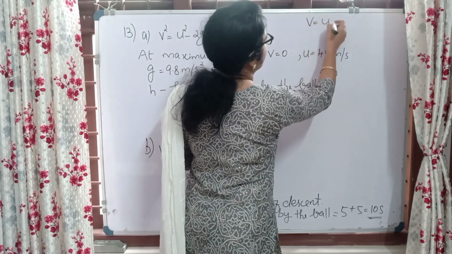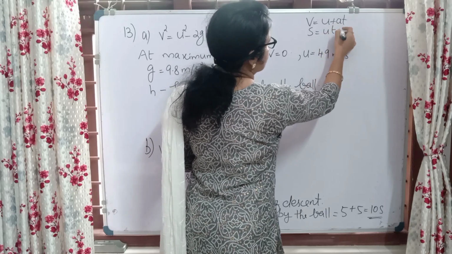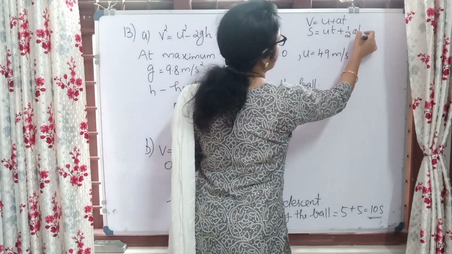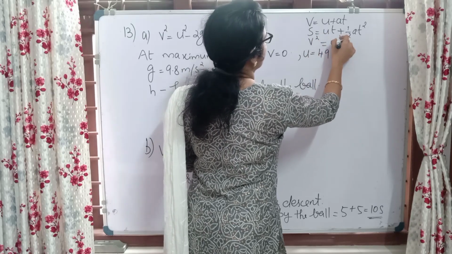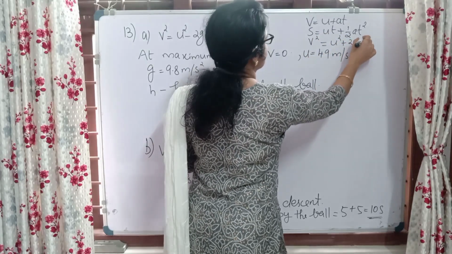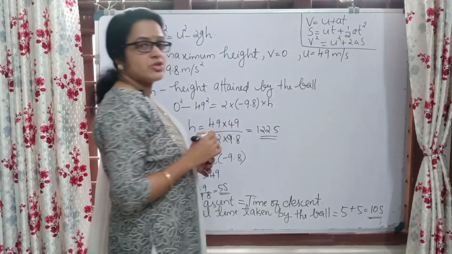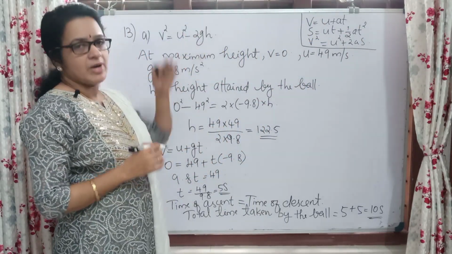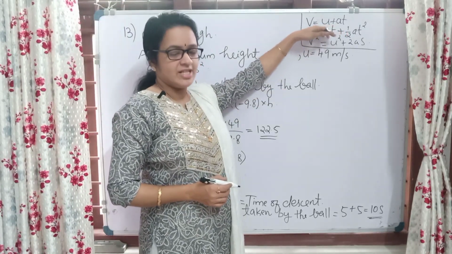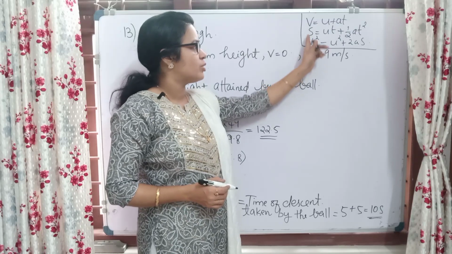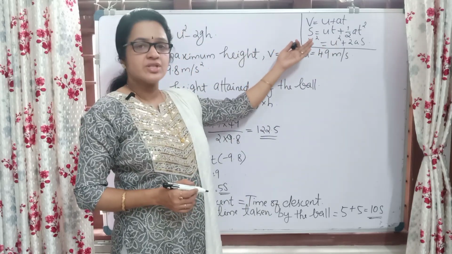v is equal to u plus at, s is equal to ut plus half at square, then v square is equal to u square plus 2as. Okay, so out of these three equations, which can be used to find the maximum height? So here which equation is having s value or displacement? Here in these two equations only we have, right? The time is not given here, so which can be used?